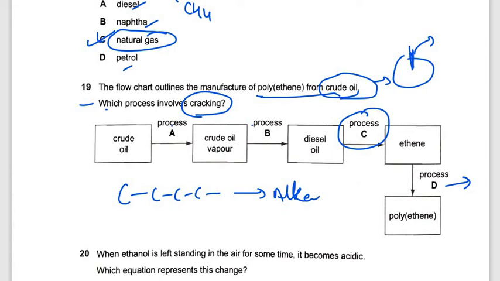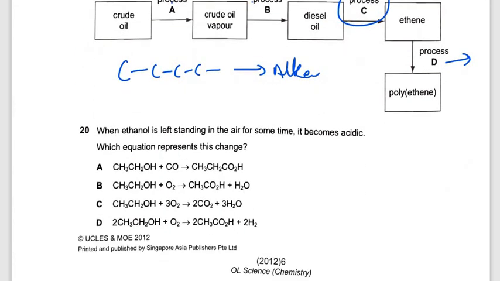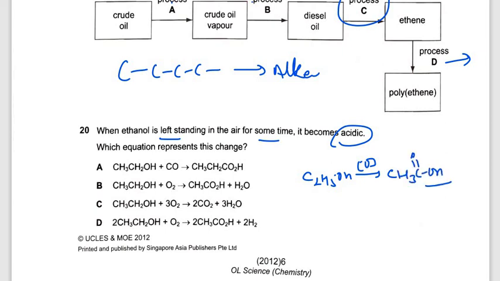Now let's see question number 20. Ethanol is left in air for some time and becomes acidic. What is the formula of ethanol? C2H5OH. When you give oxygen, what will happen? It will oxidize. It will give you acetic acid, CH3COOH. So option number B is the only correct one.